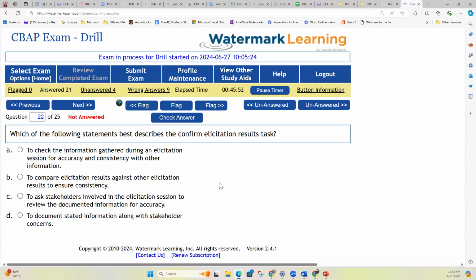Which of the following statements best describes the confirm elicitation results task? To check the information gathered during an elicitation session for accuracy and consistency with other information, to compare elicitation results against other elicitation results to ensure accuracy, to ask stakeholders involved in the elicitation session to review the document information for accuracy, or to document stated information along with stakeholder concerns. So we want the purpose of confirm elicitation results. A.